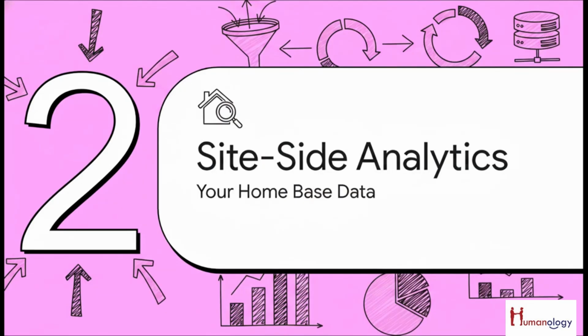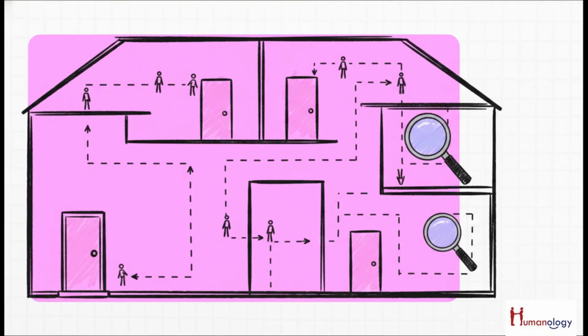Moving right along to Section 2, inside site-side analytics, your home-based data. We're taking an inside-out approach here, meaning first, we've got to look inward at the platforms you actually own. The source material emphasizes conducting site-side analytics. To translate that into plain English, it's just about understanding exactly what's happening inside your own digital house. Who's walking through the front door of your website? Which rooms or landing pages are they hanging out in the most? And where's the friction that's making them turn around and leave? This is your foundational measurement. It's the baseline reality of how users act on the property you control.